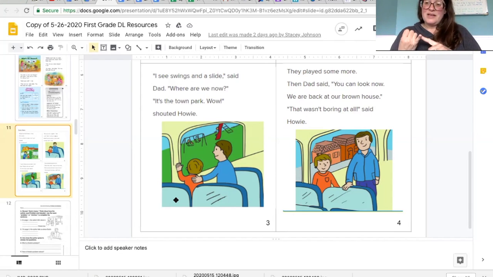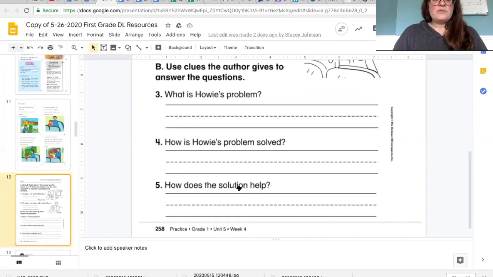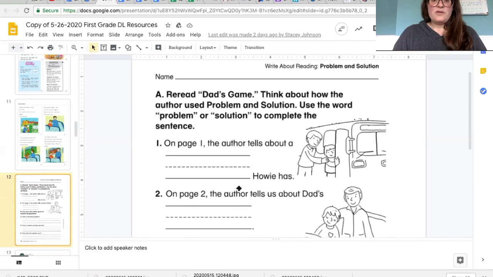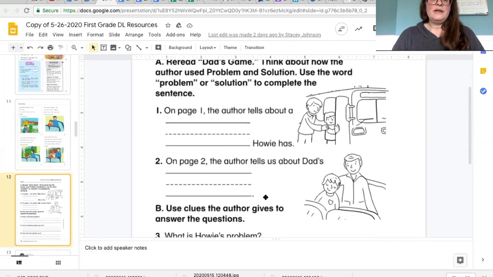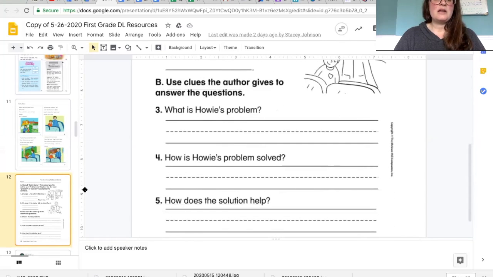They played a game together and then it wasn't boring. So when you're with your parents or your caregiver, you're going to go ahead and do this page that's going to help you think about the problem and the solution.